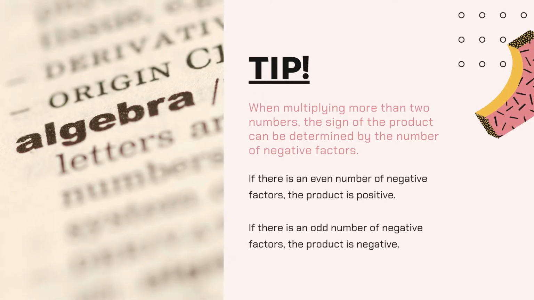Tip: when multiplying more than two numbers, the sign of the product can be determined by the number of negative factors. Since each pair of negative factors yields a positive product, the following rule can be applied. If there is an even number of negative factors, the product is positive. If there is an odd number of negative factors, the product is negative.